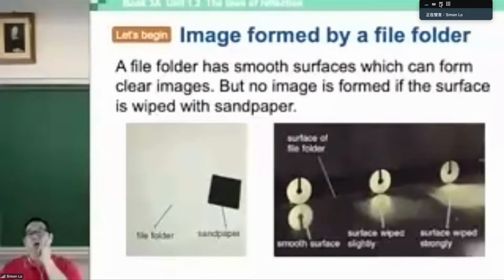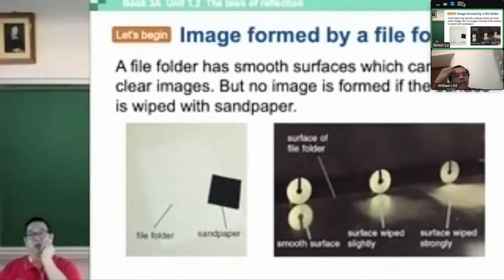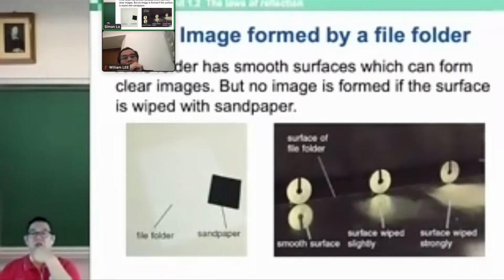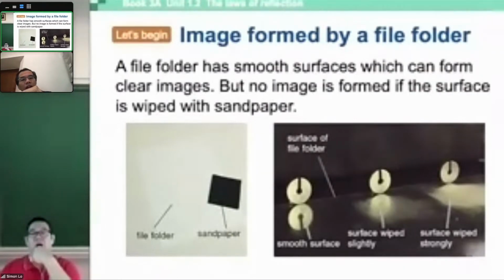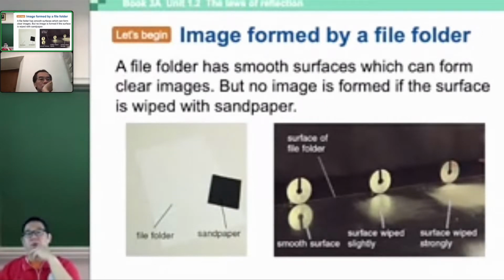All three on the right hand side of the photo, you can see the light reflection from the wick. We normally use the standard wick for the beam balance, and we can see that the leftmost one has a very clear reflection, but not the second one. The last one is further, just because we use sandpaper to rub the surface. The second one slightly, the last one strongly. So we know this is to make a very rough surface.